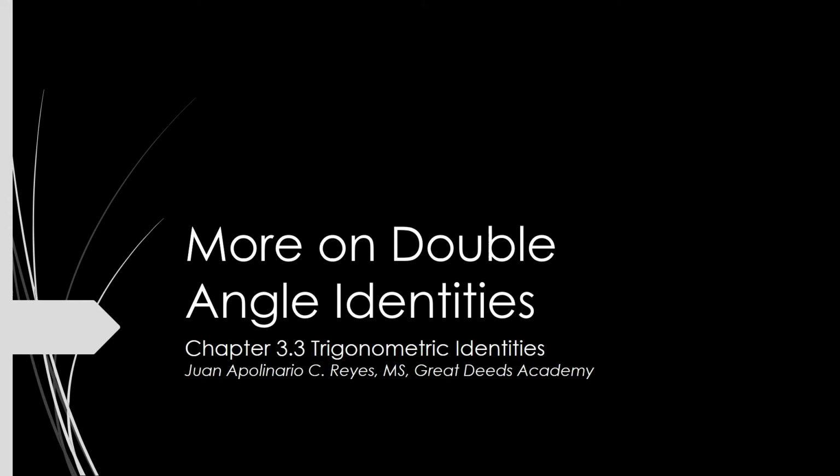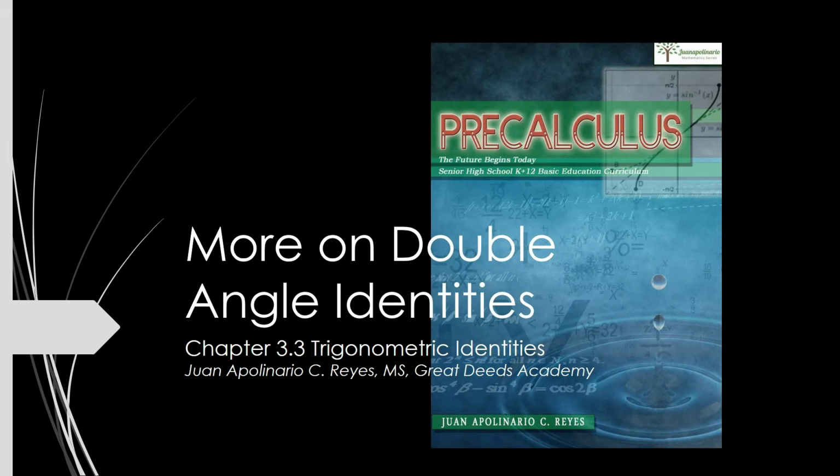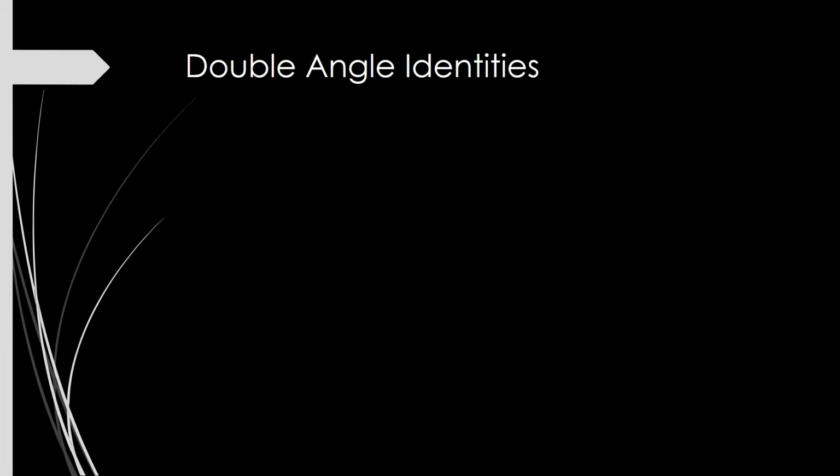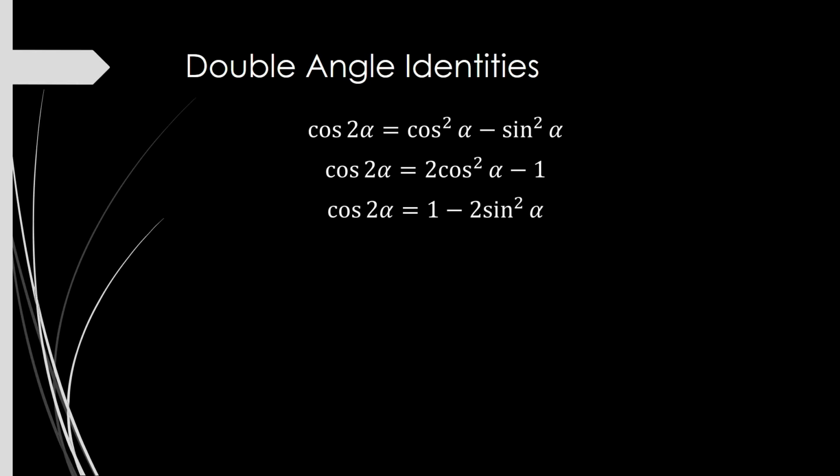We shall solve more problems, exercises on double angle identities. So were you able to prove the double angle identities yourselves? Well, I bet you were. And I bet you were kind of happy to obtain these identities yourselves using the sum of angles identities for cosine, sine, and tangent.